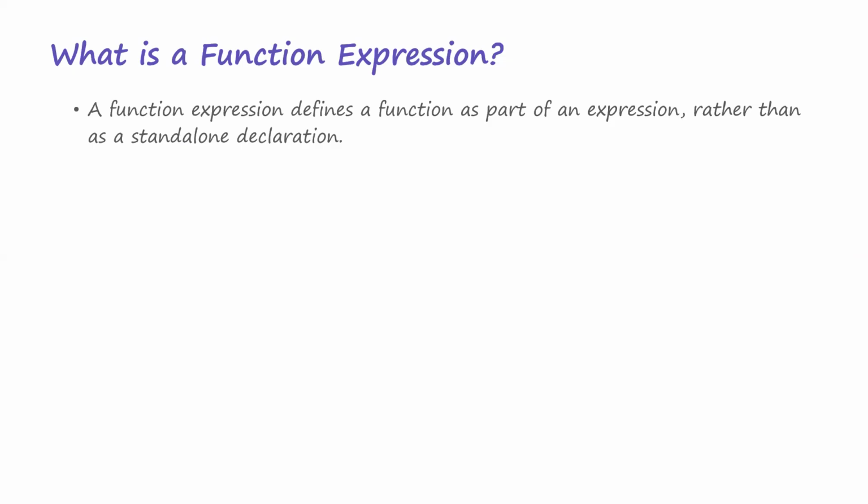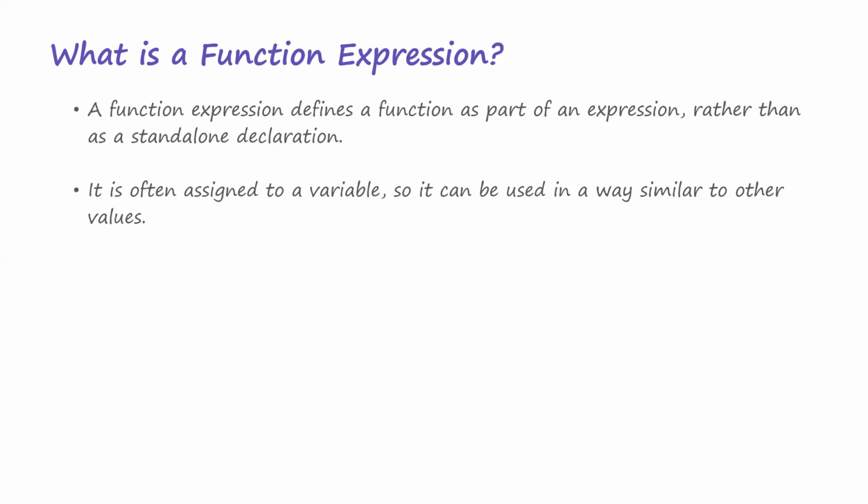I'm going to explain better with code. It is often assigned to a variable, so it can be used in a very similar way to other values. Just like you say, let name equal to person, you can say let sayHello equal to the function declaration. Do you understand it? So you can actually assign a function declaration to a variable, and you can now use that variable any way you want to use it. We are going to see it.